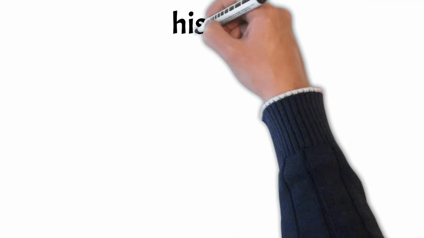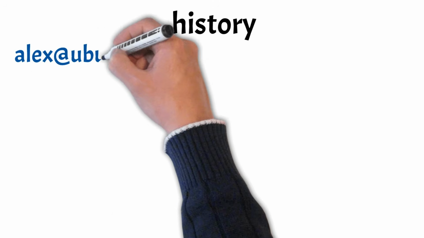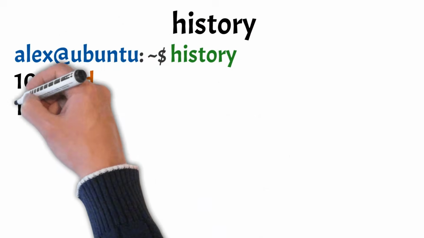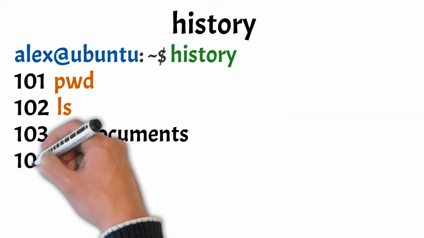Now let's take a look at command history. History shows a list of commands you've recently run in the terminal. Each one is numbered, making it easy to look back at what you've done.